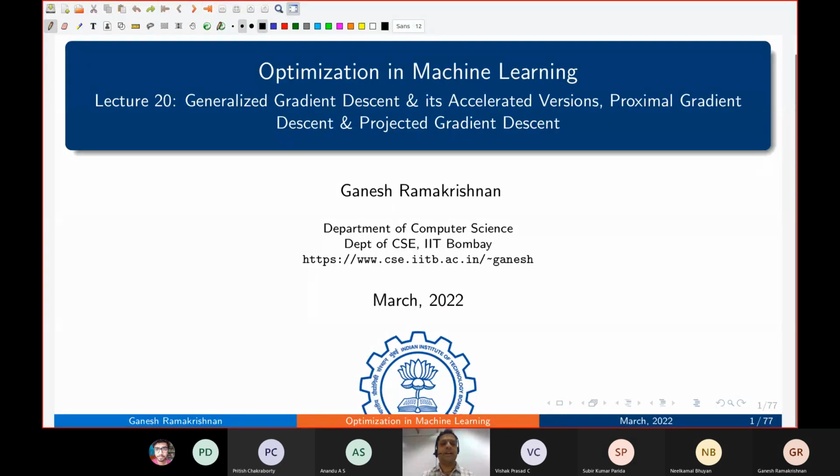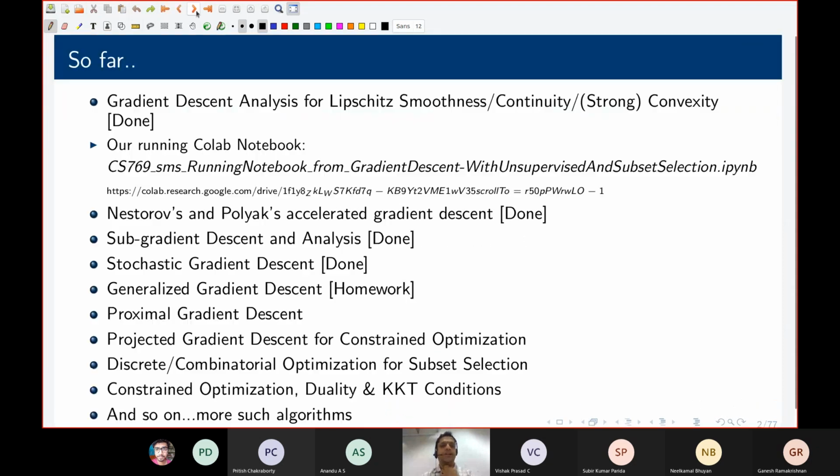Discussion on the generalized gradient descent and look at its accelerated version, specific versions like proximal gradient descent and projected gradient descent. So I had given you some food for thought: an application of the so-called generalized gradient descent. The homework was applying this to the lasso problem, right? For which we were trying to complete our evolution of the ISTA algorithm, the iterative soft thresholding algorithm.